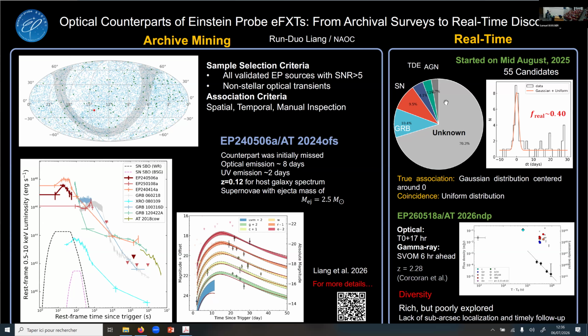In a word, the X-ray is consistent with a low luminosity GRB, and the optical data can be reproduced by a supernova model with ejected mass of about 2.5 solar mass. And then we moved forward to real-time search in mid-August last year. 55 candidates identified so far, including some GRBs, supernovae, TDE, and AGNs, but most of them are still unclassified due to the lack of follow-up observations and better localizations.